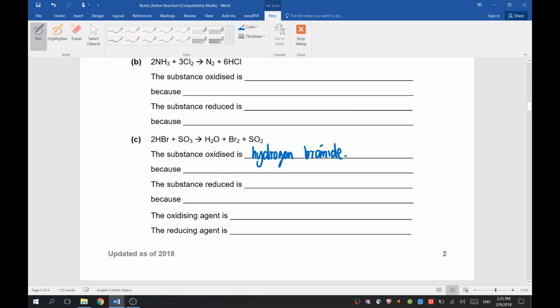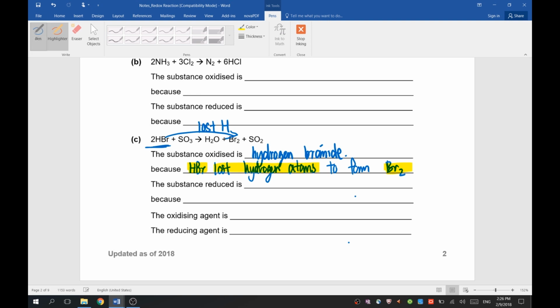Okay, why so? Because if you take a look at the HBr, it actually lost hydrogen to form your Br2, which is just bromine. So because HBr lost hydrogen atoms to form Br2. Remember the way we write, there's always a before and after. So before it was HBr, after it was Br2, and the middle we justify by what exactly happened to it.